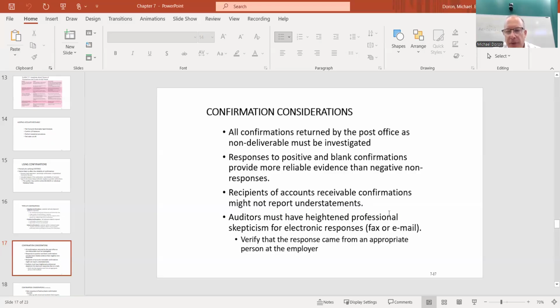Auditors must have heightened professional skepticism for electronic responses sent by fax or email. You guys know emails can be easily copied and faked, so verify that the response came from an appropriate person at the employer.